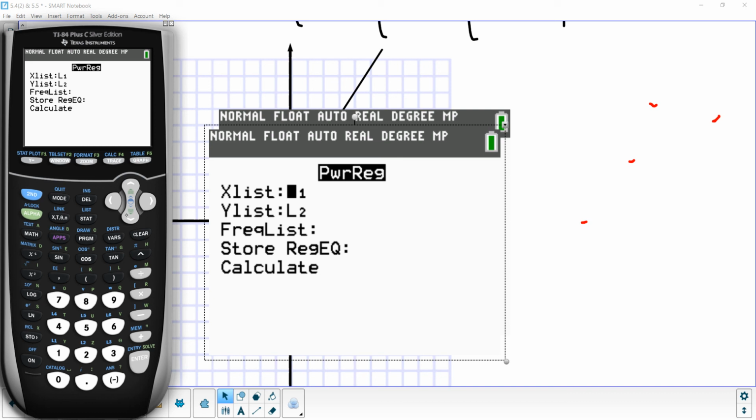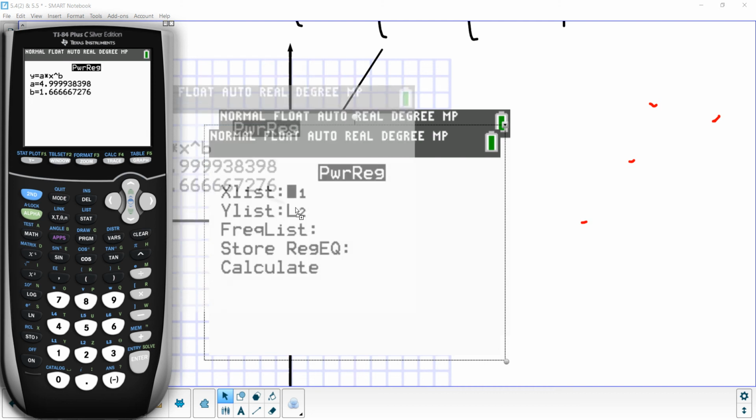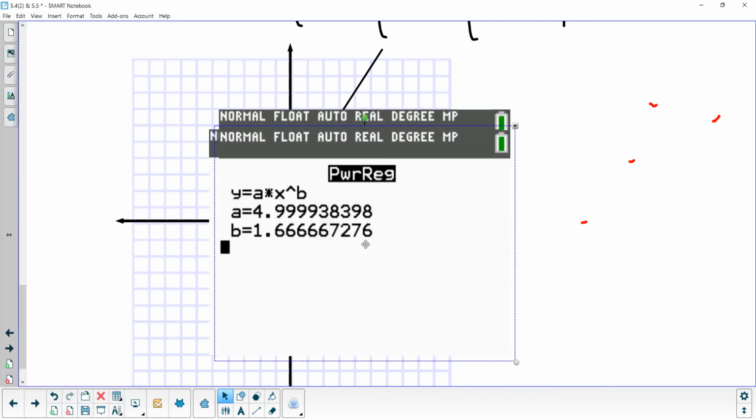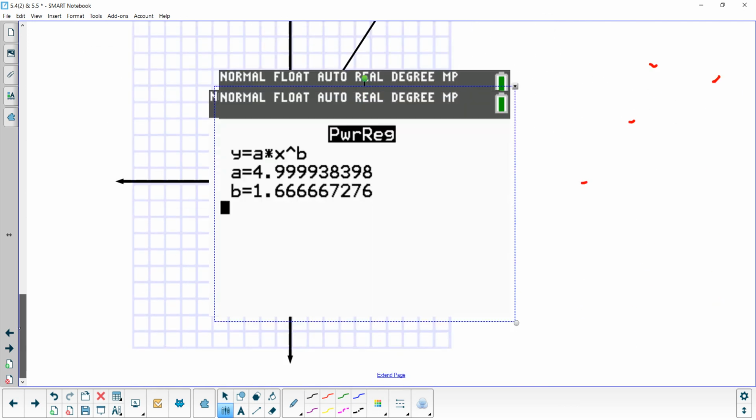So all we have to do is go to Calculate, and it should give you something like that. So the number in front of the x is 5, and the exponent, well, that's 1 2/3. So we're going to just round that. 1 2/3 would be 5/3, so we'll just round it off to 5/3. And that's it. That's all you have to do to find a power model. I'll graph it just to see how good it looks. But let's write it down.